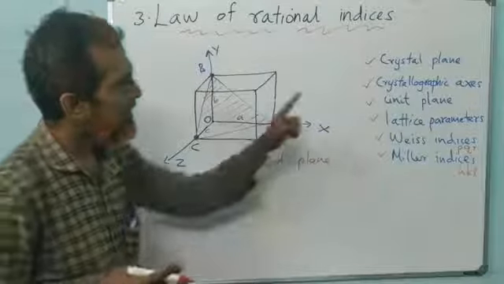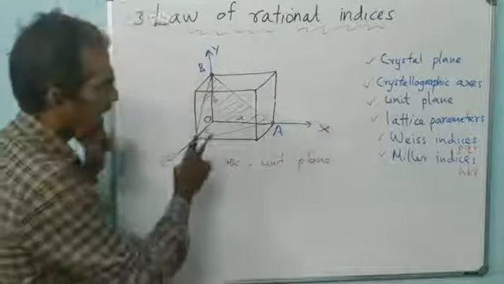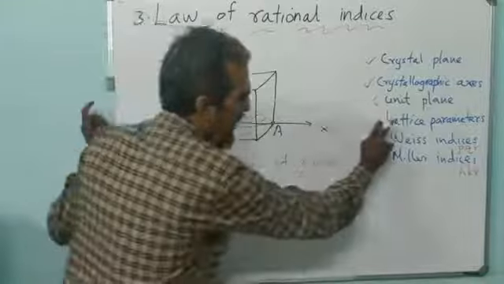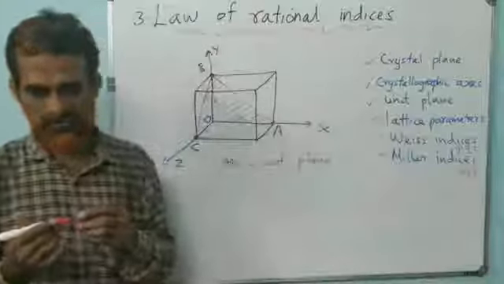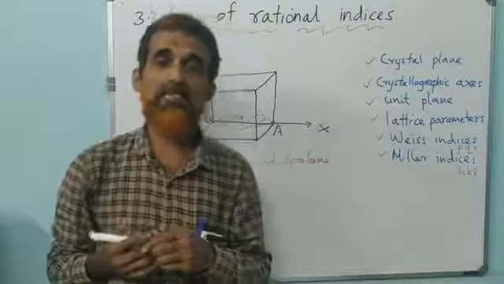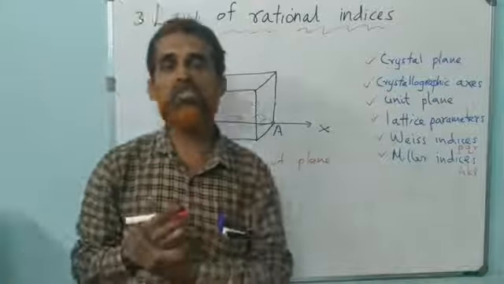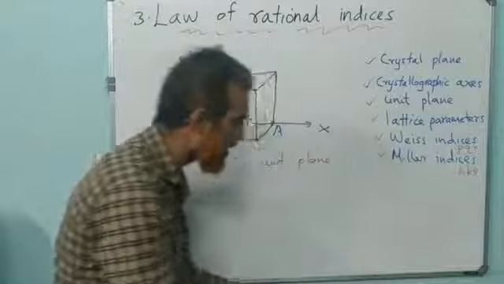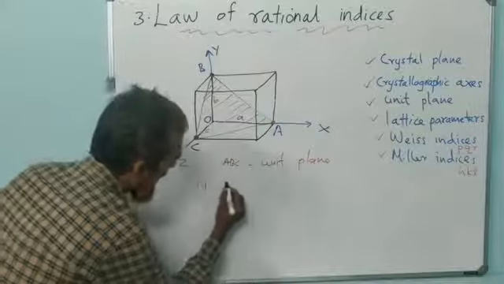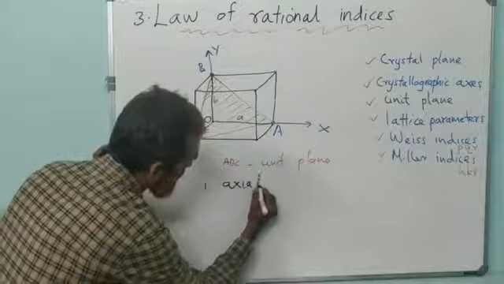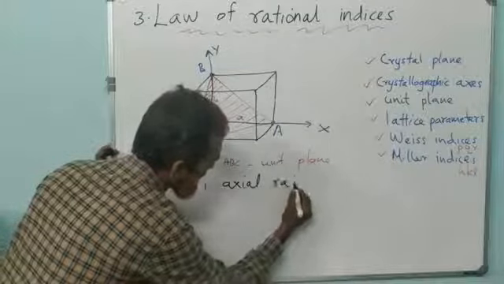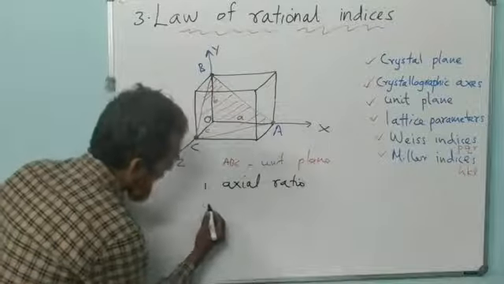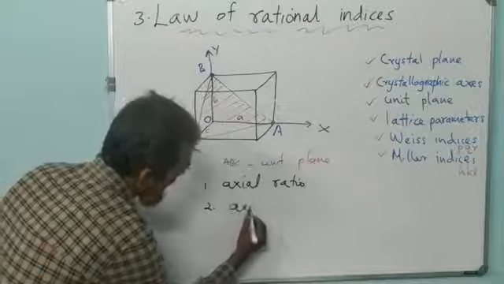Now, next is lattice parameters. See, every crystal is characterized by its lattice parameters, which include, one, axial ratio or axial distance. The second parameter is axial angle.